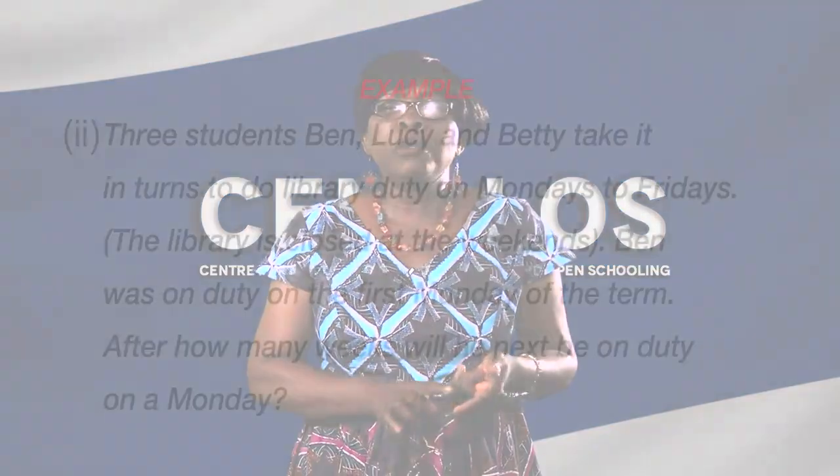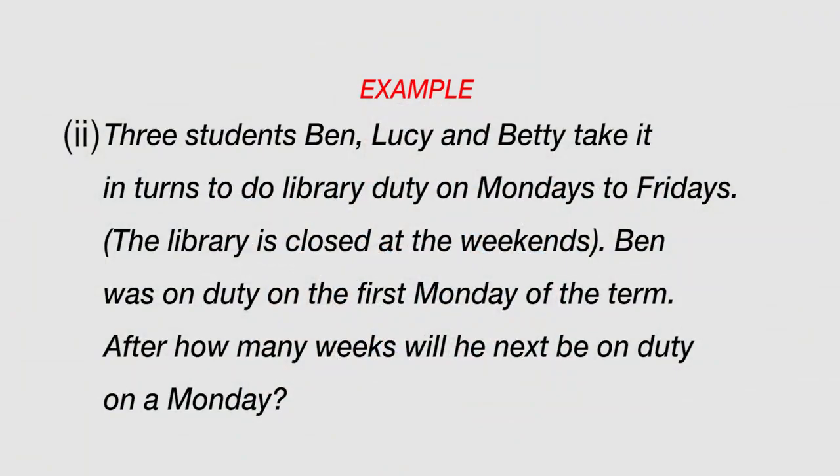Again, another example is when duty schedules for prefects and workers are planned. And so we have 3 students, Ben, Lucy, and Betty, who take it in turns to do library duties. And they work on Mondays to Fridays. But the library is closed at the weekends. Ben was on duty on the first Monday of the term. After how many weeks do you think he'll be on duty again on a Monday?